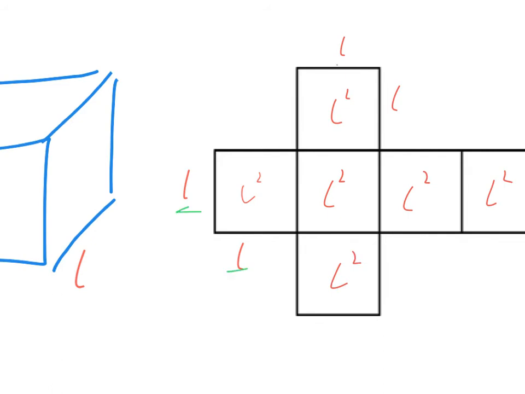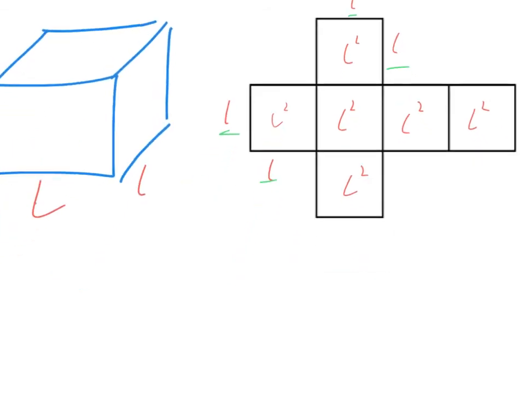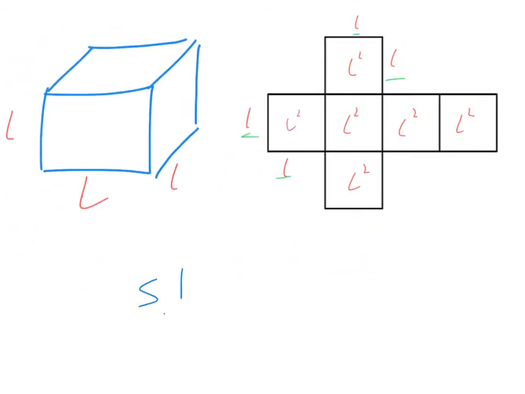So that gives us a total surface area of 6 lots of L squared. So you can say the surface area is equal to 6 lots of L squared, or 6L squared. So that's again the same formula really for the surface area of a cuboid, but it's just a slightly easier version to work with because it just means there's 2 variables here. We have the surface area and we have the side length of the square L.